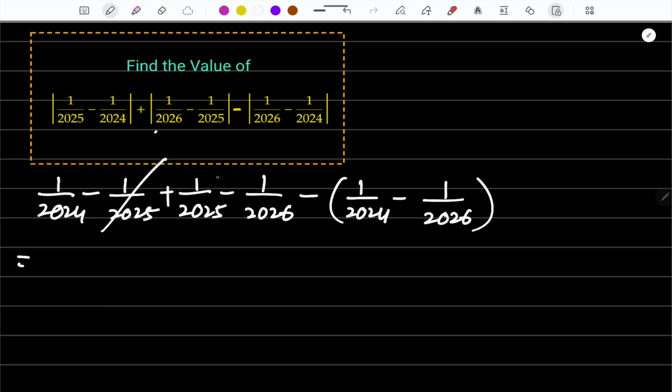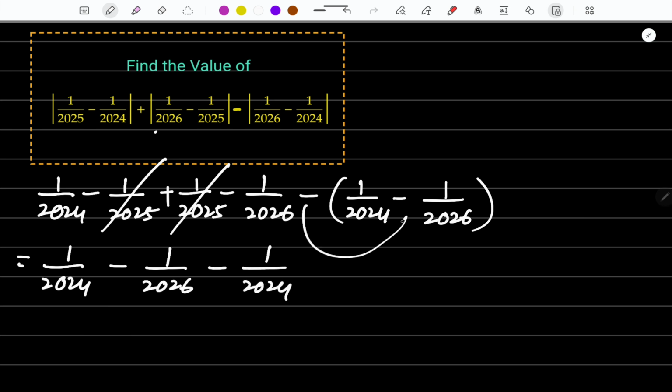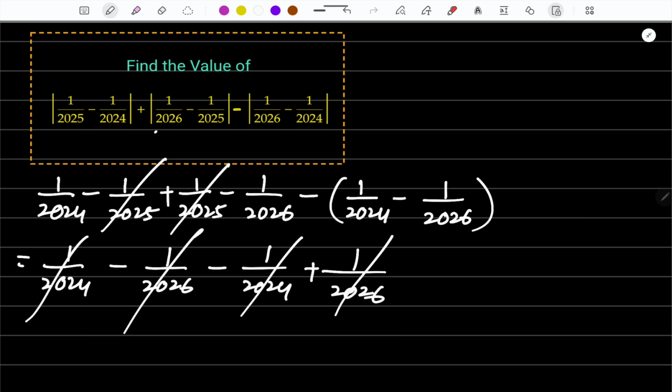Here 1 by 2025 and 1 by 2025 cancel, then what is left? 1 by 2024 minus 1 by 2026 minus 1 by 2024, here minus into minus is going to be plus, therefore plus 1 by 2026. Here 1 by 2024 and 1 by 2024 cancel, 1 by 2026 and 1 by 2026 cancel, therefore at the end we are going to get the value 0. Therefore the value of the given expression equals 0.